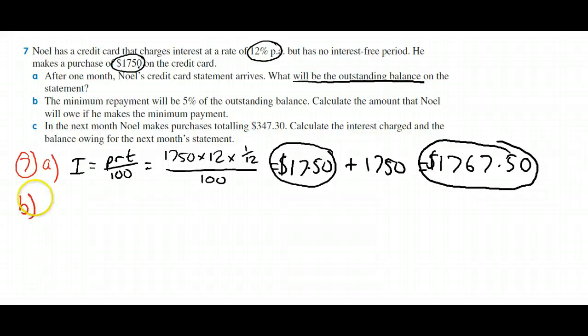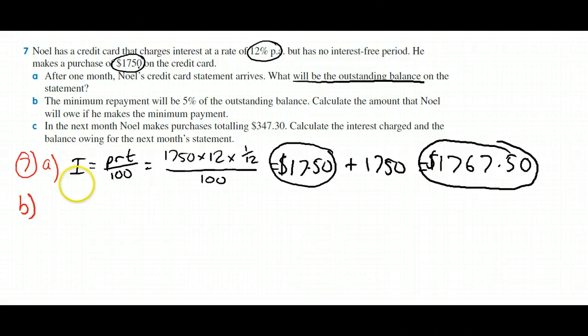In the next part of this question, it asks the minimum repayment will be 5% of the outstanding balance. So the credit card company says he has to pay 5% of whatever he owes in the next month. So we have to calculate the amount that Noel will pay if he makes that minimum payment. So he's just going to pay that 5% that he has to pay. How much will that be? How much does he owe?